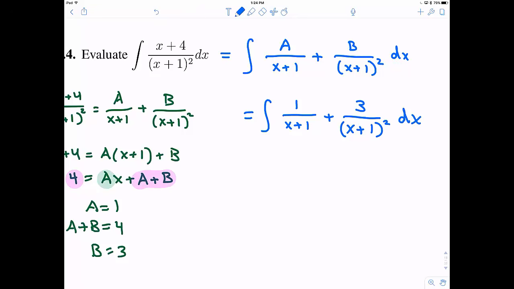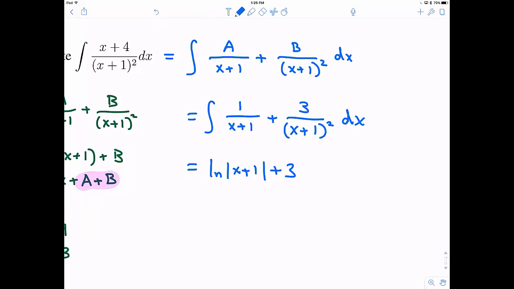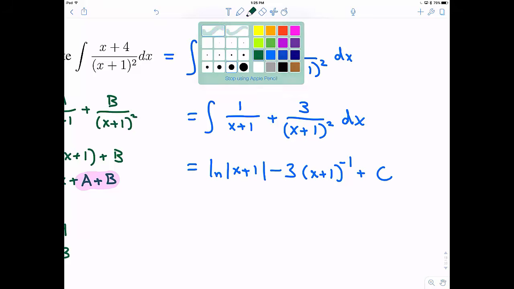All right, now I have to think about how do I integrate this. The claim is that I can. Well, integrating 1 over x plus 1, that's the natural log of the absolute value of x plus 1, plus 3 times the integral of the second term. And when I integrate this, remember the power goes up by 1. This is really like x plus 1 to the negative second power. So when I integrate that, that's going to become x plus 1 raised to the negative first power, and then I'll need a negative. Check by taking the derivative really quick, and you'll see that this is correct. Add my constant of integration, plus c. And there we are. That is my final answer.